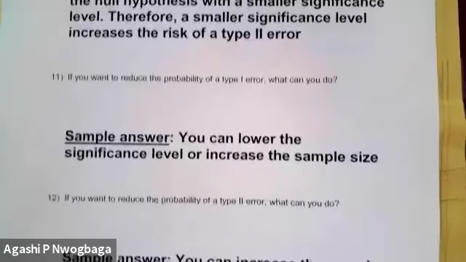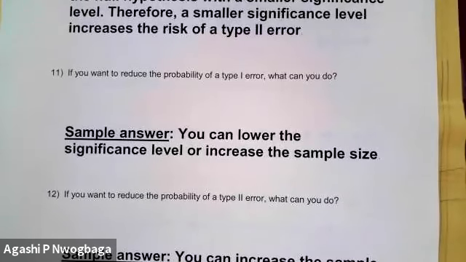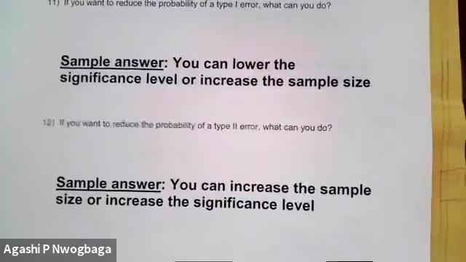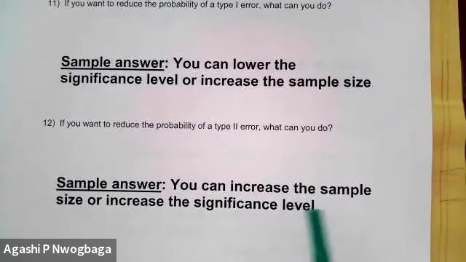Question 12, the last question. If you want to reduce the probability of a type 2 error, what can you do? You can increase the sample size or increase the significance level.